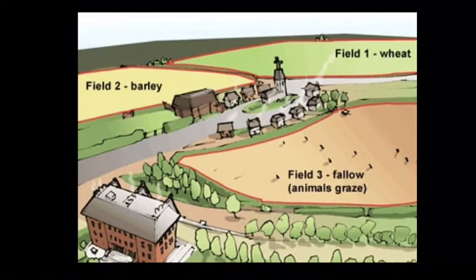The medieval village was surrounded by three huge fields, approximately 100 hectares in size. In the first field, there would have been wheat grown. In the second field, there would have been barley grown, and in the third field, animals would have grazed. The three fields were open and had no hedges. The land was controlled by the lord of the manor. Each family would have had a strip in each field to farm.